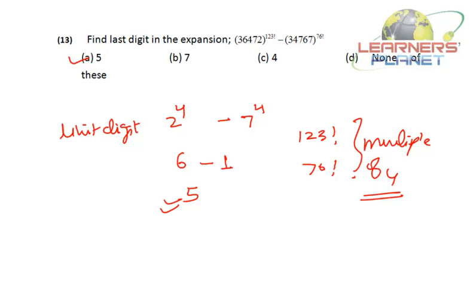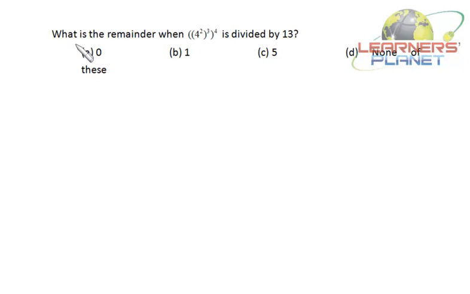Let's take another problem. What is the remainder when 4 raised to 2 raised to 3 raised to 4 is divided by 13? Friends, let's do this problem mentally. We'll start from the innermost bracket. 4 square, that is 16. If 16 is divided by 13, what will be the remainder? It will be 3. That 3 raised to 3, that is 27. If 27 is divided by 13, what will be the remainder?